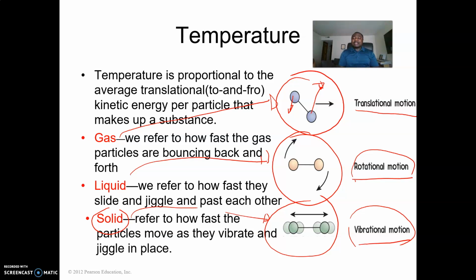As a result of that, it's possible for us to measure the average kinetic energy of these particles, how they are translating, or rotating, or vibrating. From the measurement of this average kinetic energy between molecules or atoms, we can determine the temperature of that particular substance. So temperature is proportional to the average translational kinetic energy per particle that makes up a particular substance. We're going to stop here, and then we're going to continue in the next video.